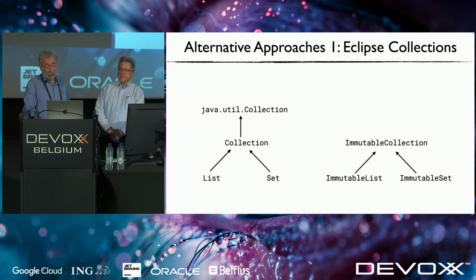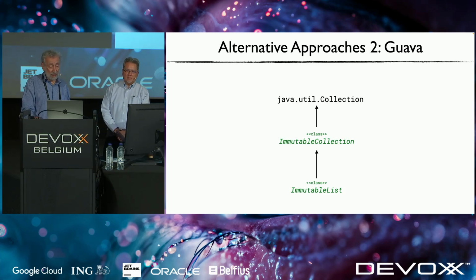So that's one approach. A second approach is Guava, and as I said, Guava actually uses classes. They specifically say, don't look on these as implementations.